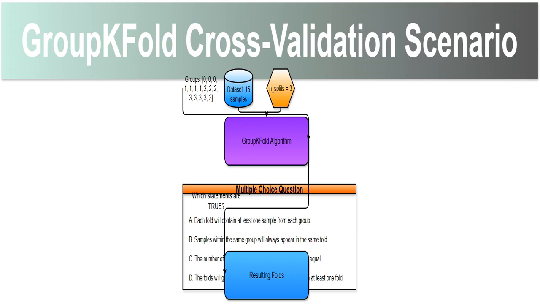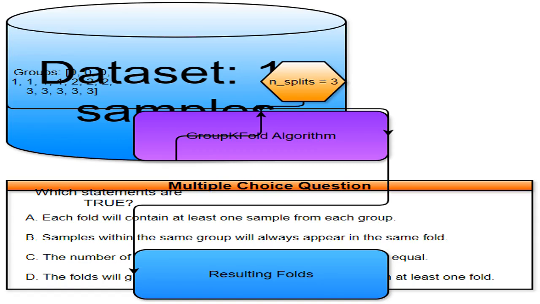I'm looking at a scenario using GroupKFold, a technique in machine learning for splitting data into folds for cross-validation. This helps us evaluate how well a model generalizes to new, unseen data. I have 15 data points to work with. This is the size of my dataset. I'll be splitting these into groups for cross-validation.